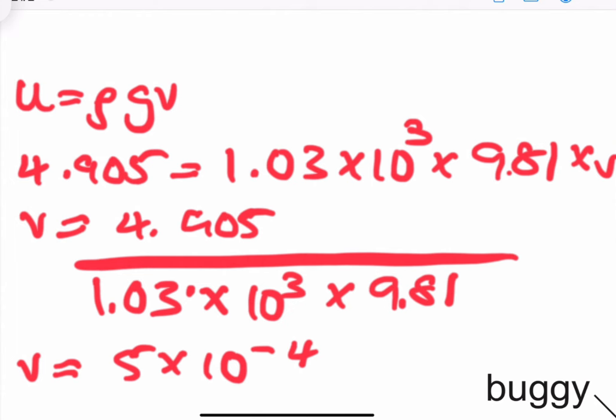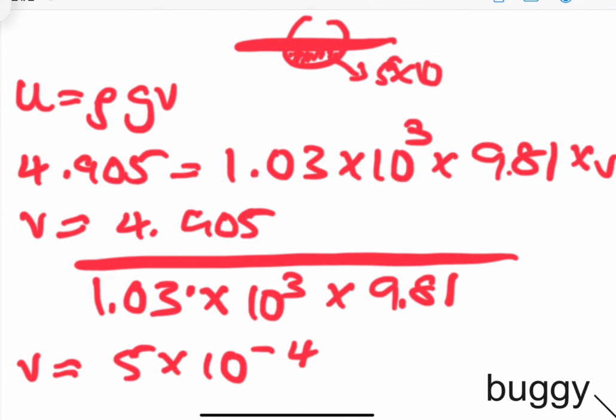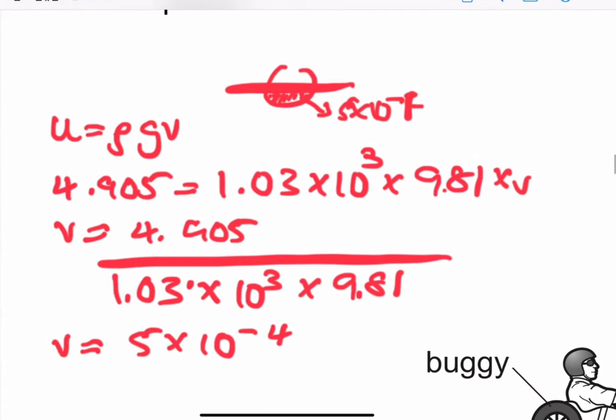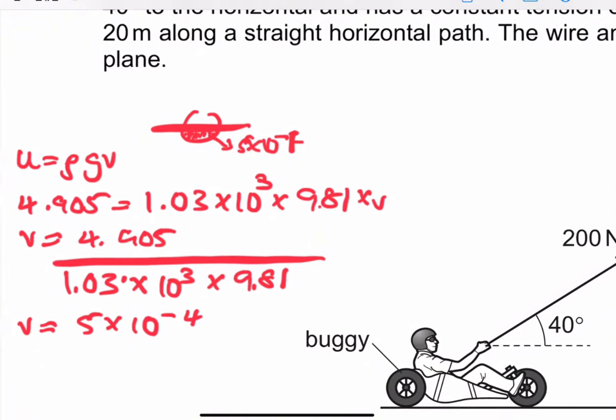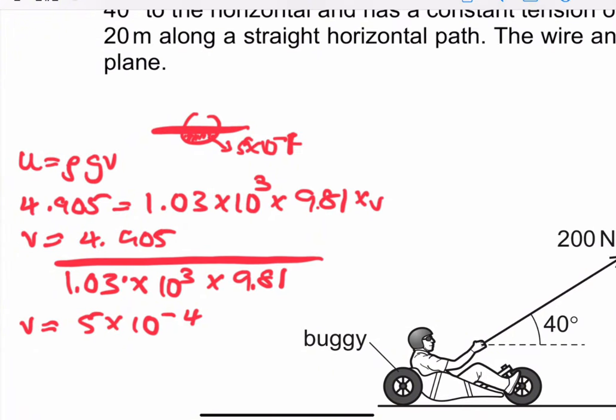So this is the value of the volume of the water that has been displaced, or rather the value of the volume of the water that is below this object. So it's this volume that we've just found to be 5 times 10 to the power of negative 4. And we want to find the percentage of the volume that is above the water. So we're going to use this particular volume to find the volume of the water that is above, right?